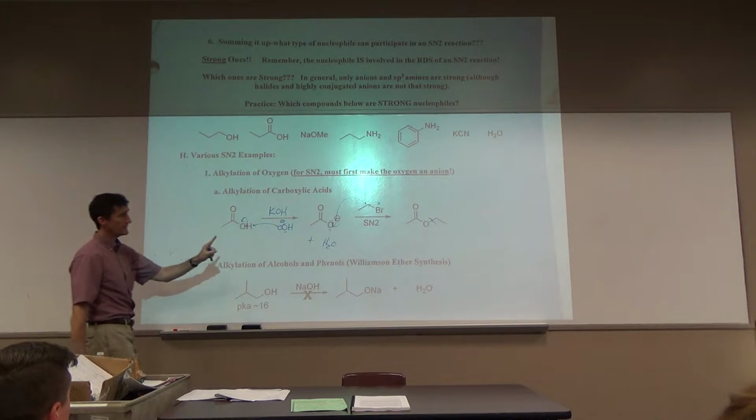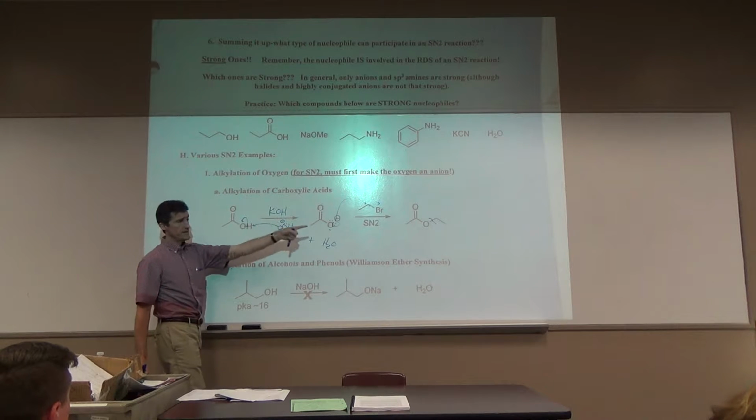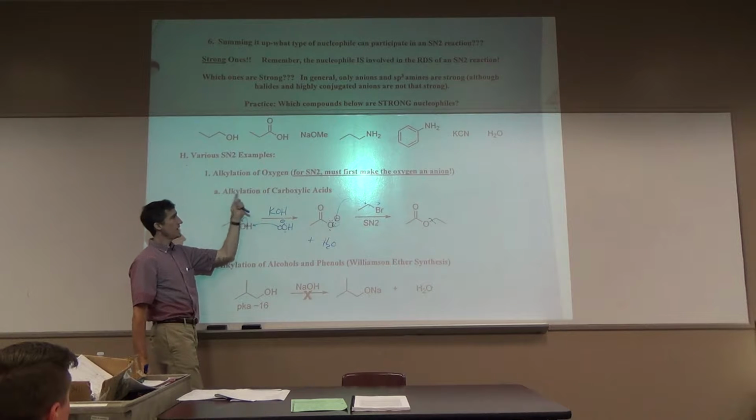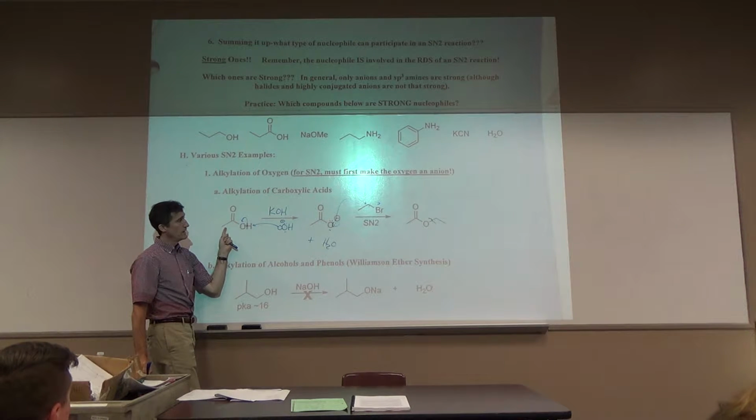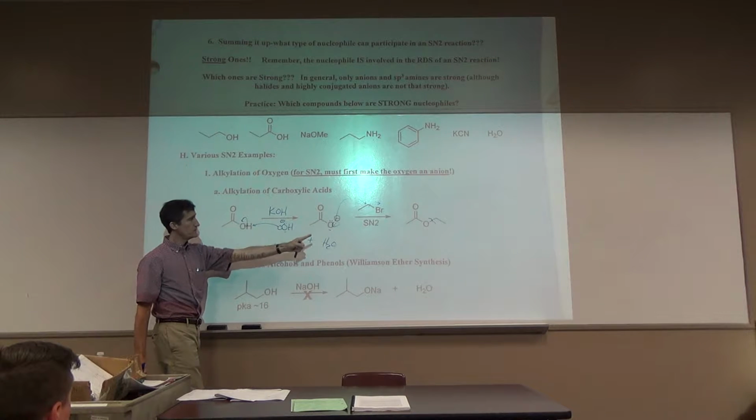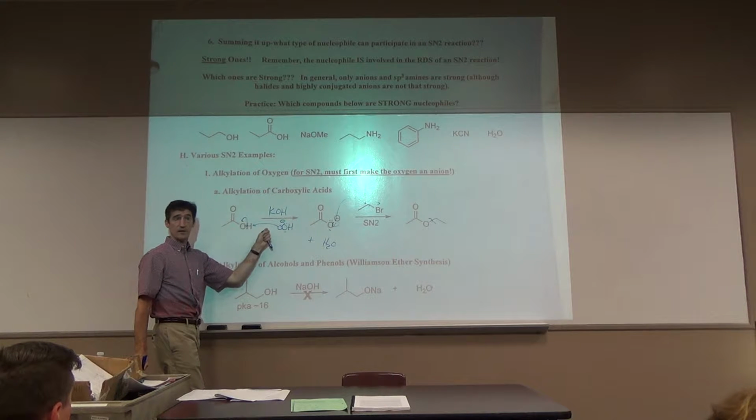And what if we put on the oxygen in this process? There was an H, but now there's an alkyl group. So we alkylated the carboxylic acid by an SN2. But we first had to make the nucleophile, make this a good nucleophile.